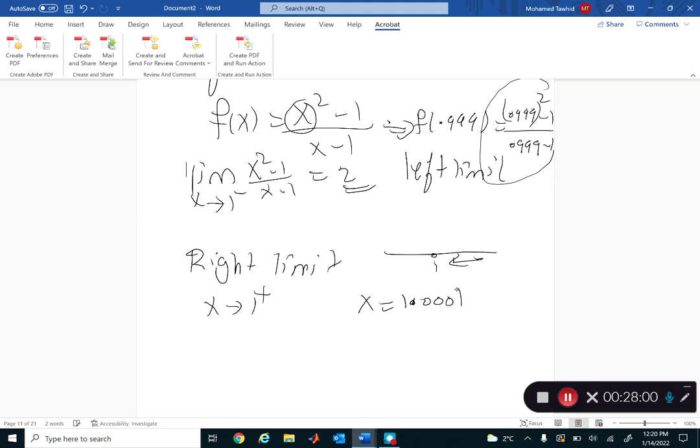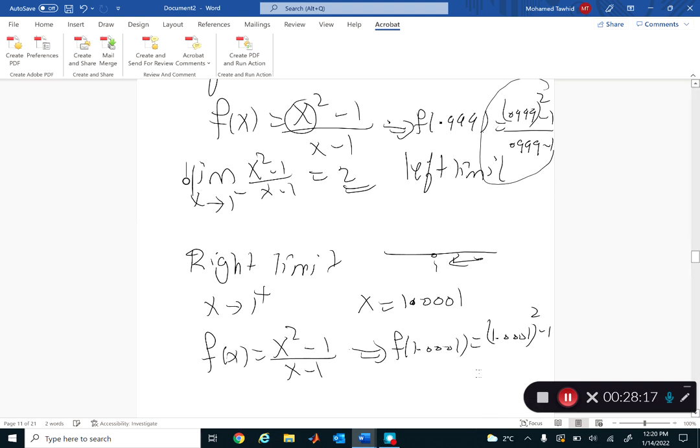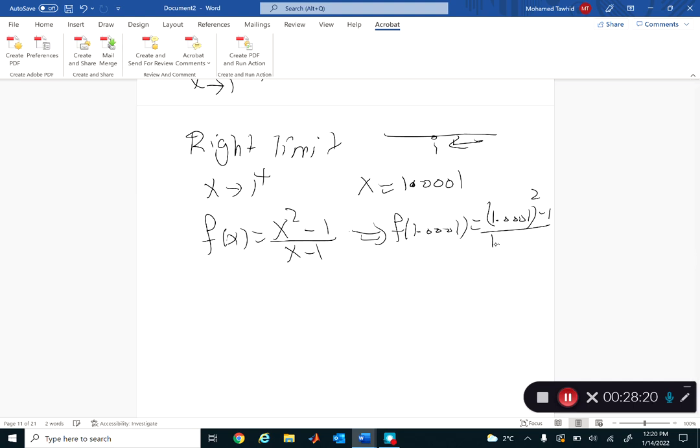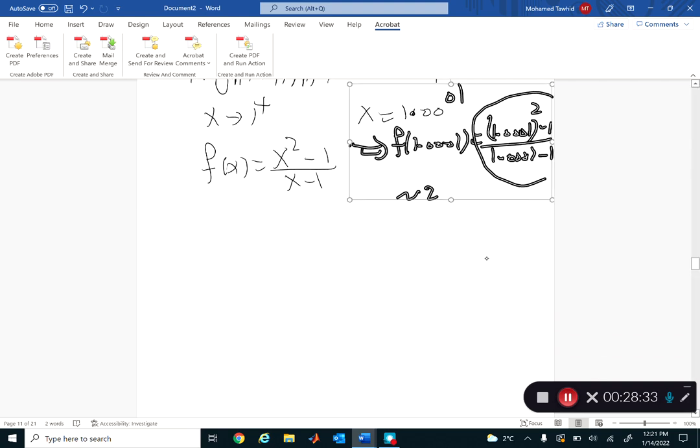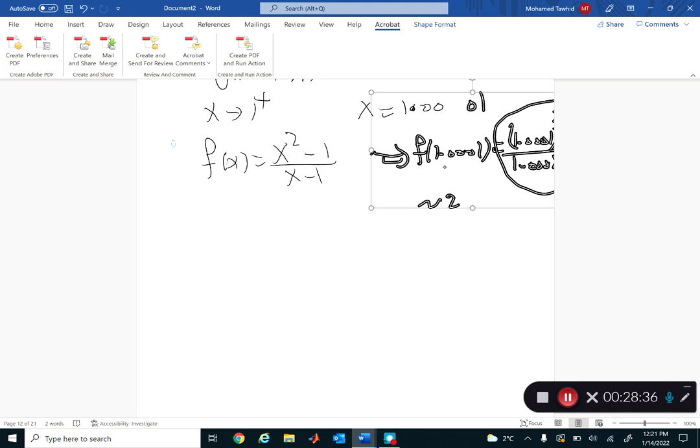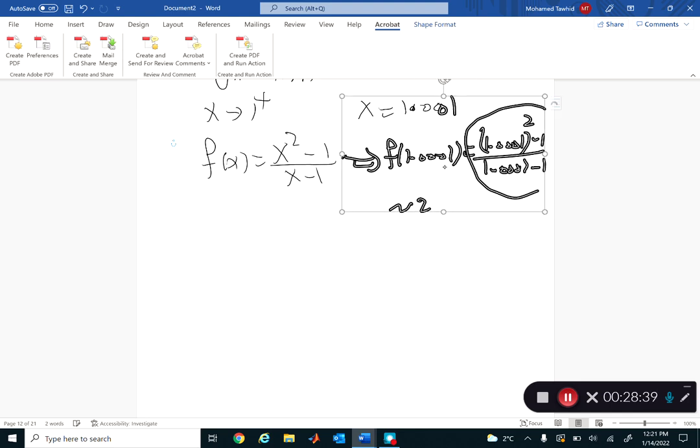So 1.0001. So your f of x, which is x squared minus 1 over x minus 1, I could replace that. It will be f at 1.0001, which is 1.0001 squared minus 1, right? The whole thing divided by 1.0001 minus 1. You have to use technology for this. You get again something close to 2. It will be 2.001 or something. It's something close to 2. I don't have my technology here. You can do that. Make sure you get something close to 2, right? So that is what I really care about.